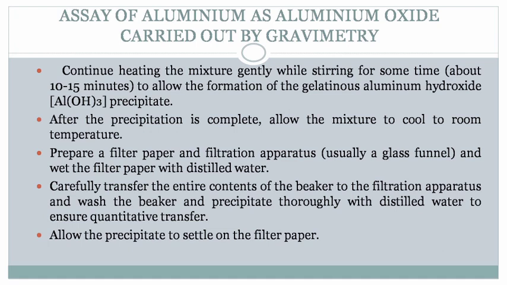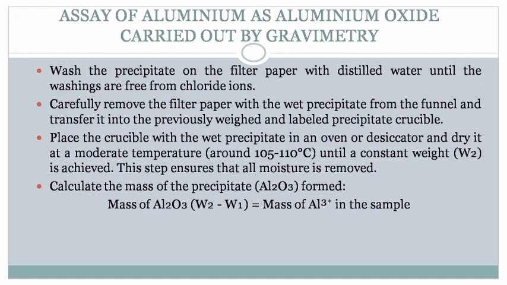Prepare a filter paper and filtration apparatus, usually a glass funnel, and wet the filter paper with distilled water. Carefully transfer the entire contents of the beaker to the filtration apparatus and wash the beaker and precipitate thoroughly with distilled water to ensure quantitative transfer. Allow the precipitate to settle on the filter paper. Wash the precipitate on the filter paper with distilled water until the washings are free from chloride ions.